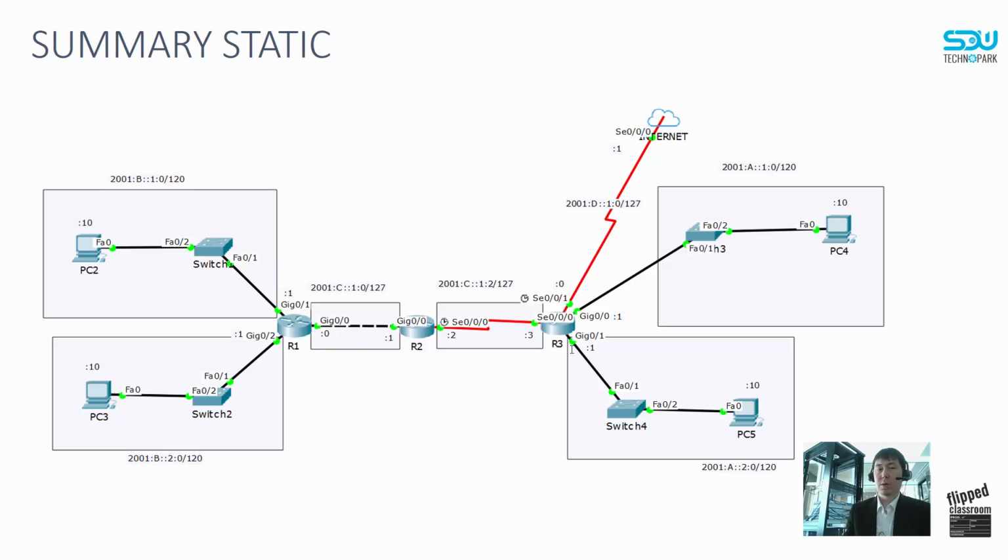Summary static route for IP version 6 is the same as summary static route for IP version 4, but here you have to summarize IP version 6 addresses. Router 1 wants to learn about these two networks by using one summary address. Then we have to write these two addresses, and then we have to find the common part of the address.